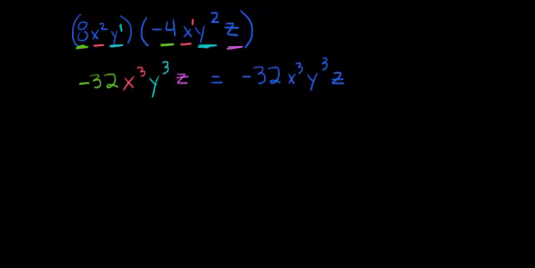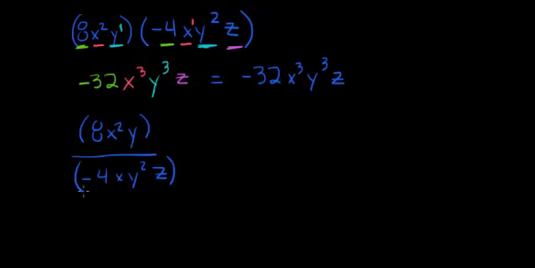Now we can take these same terms and divide them. And we're going to use the exact same approach. Start with the coefficients. 8 and -4. Well, this is a +8 divided by -4. 8 divided by -4 is -2. Signs are different, so -2.